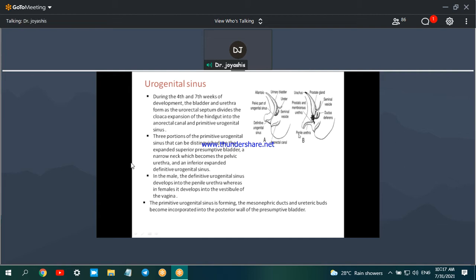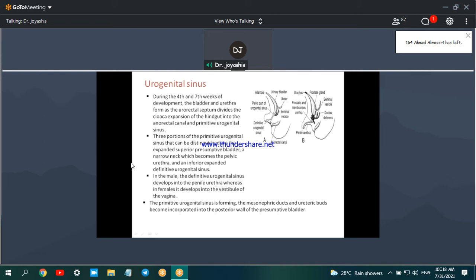This is the anorectal canal, and this is the urinary bladder, the urethra, the pelvic part of the urogenital sinus. This is the urogenital sinus. So here we have the urorectal septum, which divides the cloaca into two parts, that is the anorectal canal and the primitive or definitive urogenital sinus, which is the urogenital sinus.